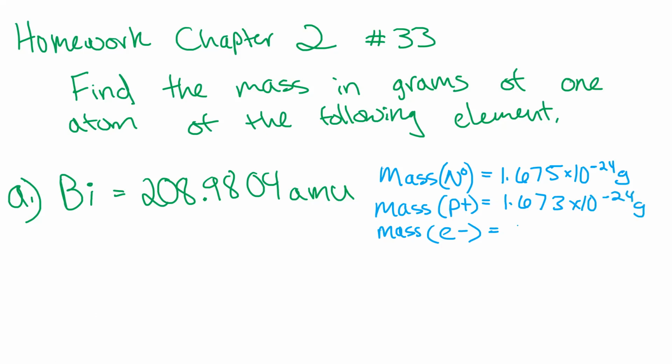And finally, the mass of an electron I usually use is 9.11 times 10 to the minus 27 grams. Okay, so those are the masses of our subatomic particles that we'll need for this. What is the other piece of information that we need for this situation, though?